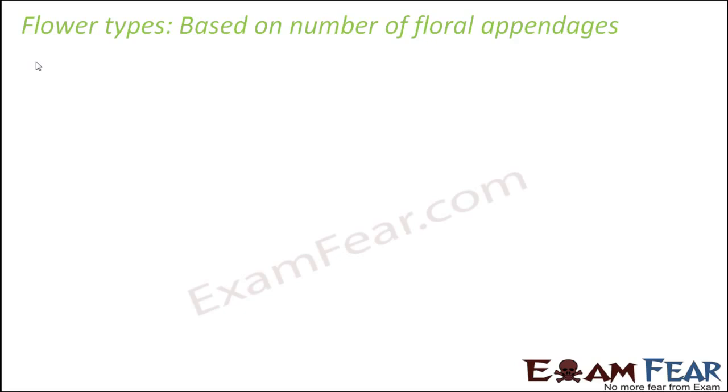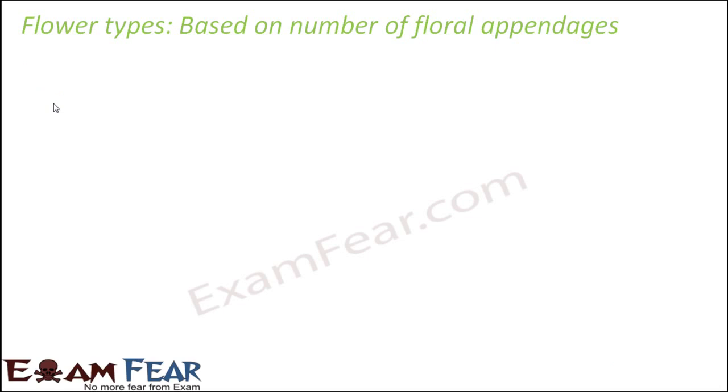Now let us look at the flower types based on number of floral appendages. That means how many floral parts do they have. So based on that again we will talk about flower types. Now again they can be of the following types: trimerous, tetramerous, pentamerous. So these are the three types of flowers based on how many floral appendages they have. Now when I say floral appendages, I am basically talking about the floral parts. So let us talk about each of them, starting with trimerous.